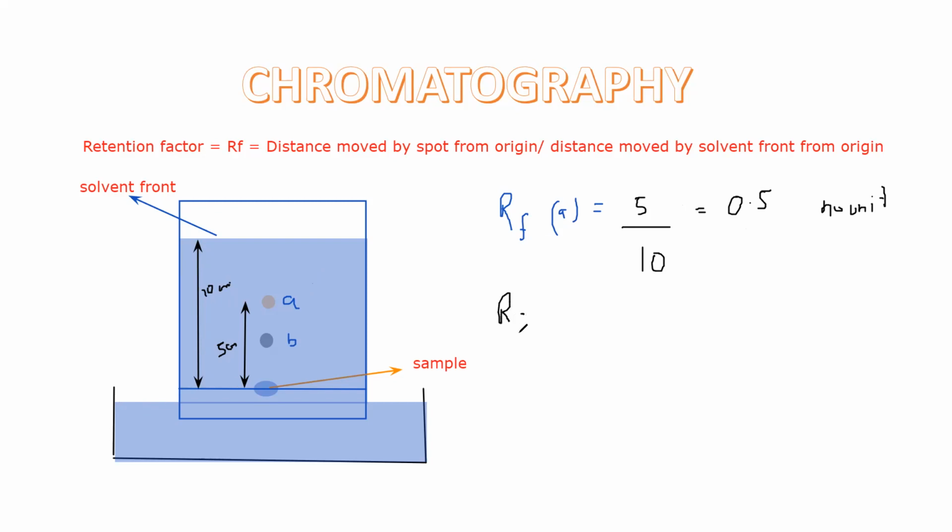What about the RF value for spot B? If the distance moved by spot B is, for example, 3 centimeters, then the distance moved by the spot divided by the distance moved by the solvent front from origin will come out as 0.3.